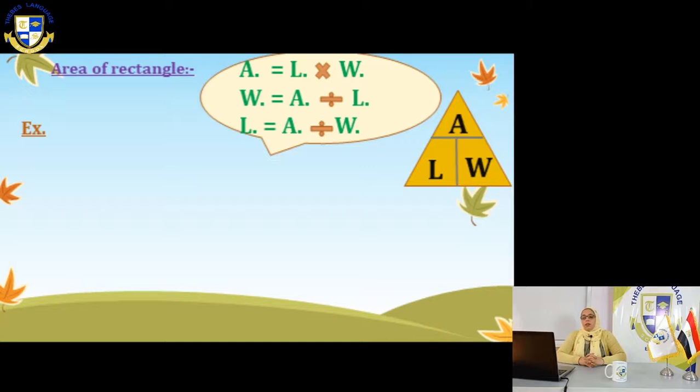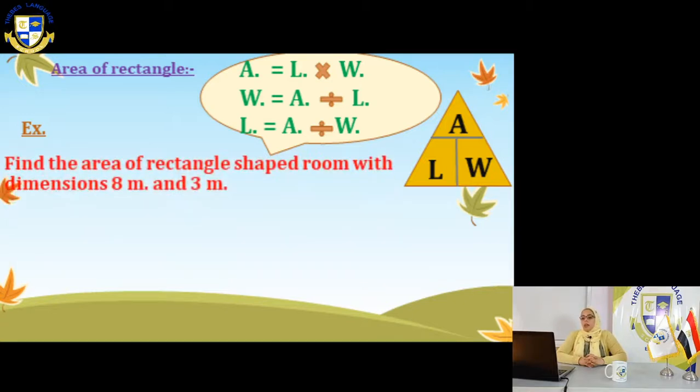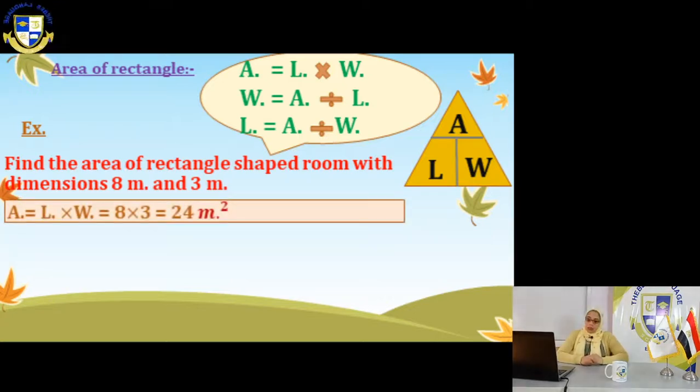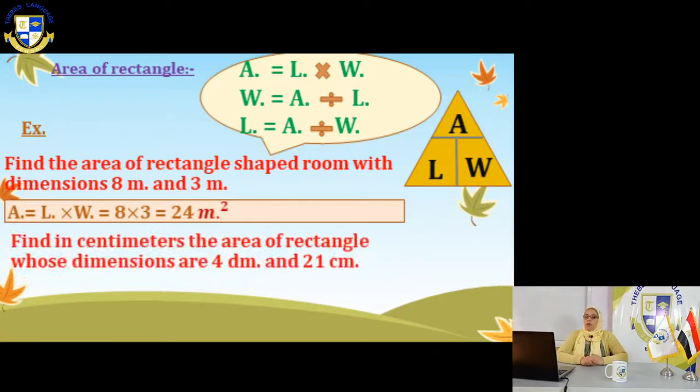Now, the first exercise, find the area of a rectangle-shaped room with dimensions 8 meters and 3 meters. Okay. What is the area of a rectangle? We said length times width equals 8 times 3 equals 24 square meters. Excellent.